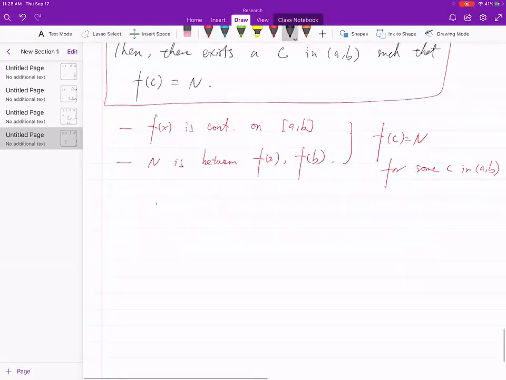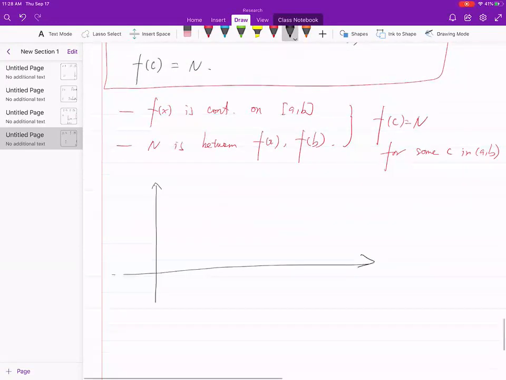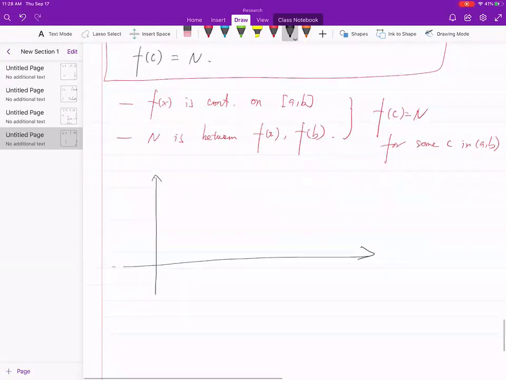What does it say? Let's draw a graph. Basically, what it says is you have an interval, A, the starting point, and B, the ending point. You have a function. One is bigger, one is smaller at the two ending points. Let's just assume f(a) is smaller, f(b) is bigger.